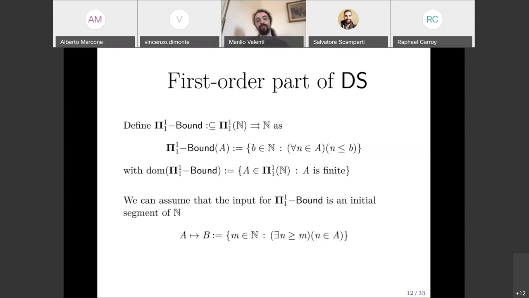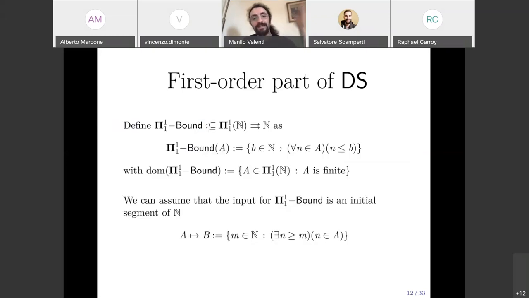As a trick in the proof, we can often use the fact that the input is actually not just a finite set, but an initial segment of the natural numbers. That's just because if I give you a finite set, you can computably define a new Π^1_1 set, where you fill the holes computably, in a sense. You define this new Π^1_1 set by asking that if there's something greater which is in A, then also n is in A. But again, this doesn't really change anything. This is just a convenience in the proof.